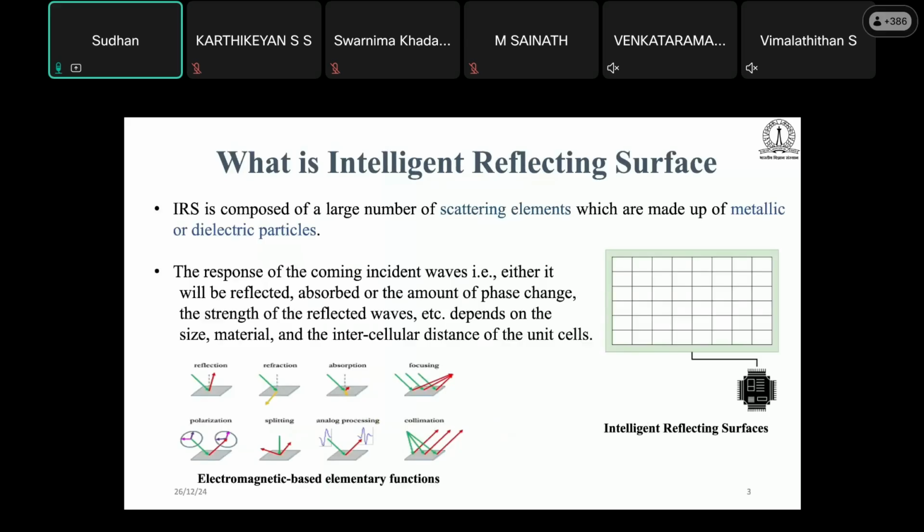So let us spend some time on this. What is an intelligent reflecting surface? All these things.